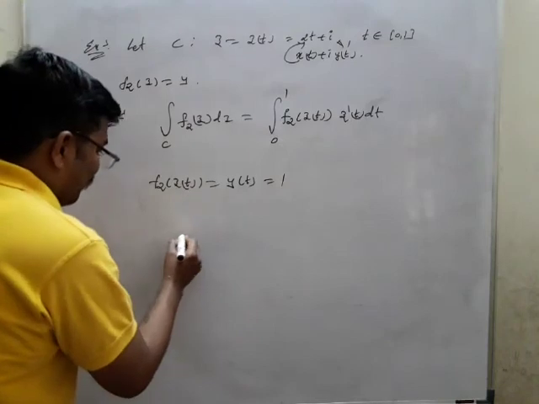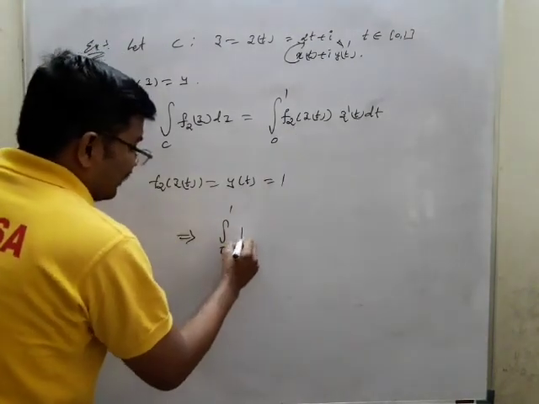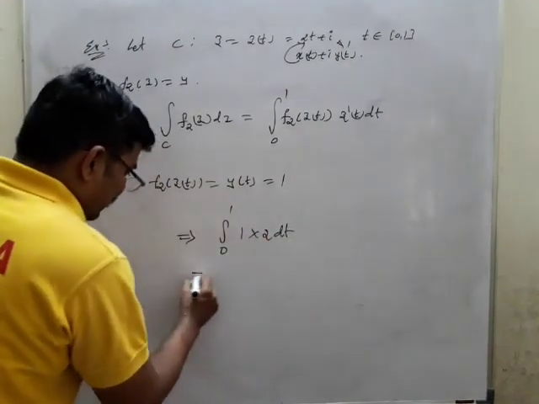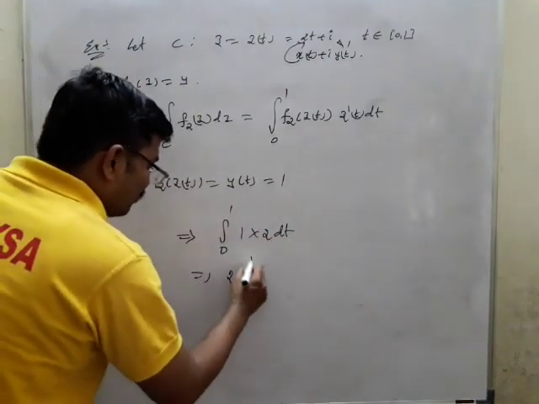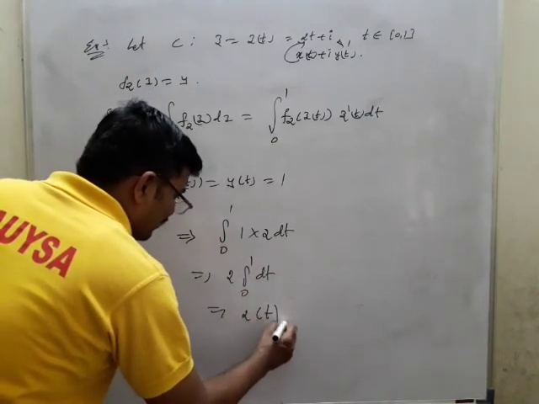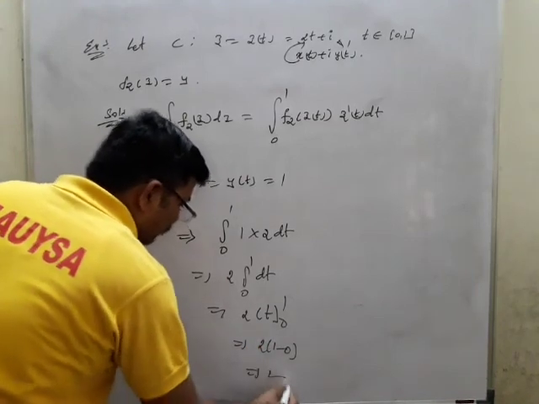So therefore, the integral 0 to 1 of f2 of z of t, that is 1, into z dash of t, that is 2, into dt. This is nothing but 2 times the integral 0 to 1 of dt. This is 2 into t from 0 to 1. This is 2 into 1 minus 0, that is nothing but 2.